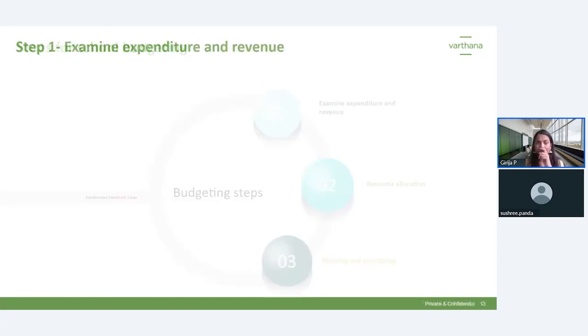The first step is examining expenditure and revenue. This is one of the very crucial and important things when you are doing the budgeting, because it helps you to plan very effectively what you are going to do with the income and the resources you have. Based on that you can allocate. So for that you need to know what your income, expenditure and revenue look like.